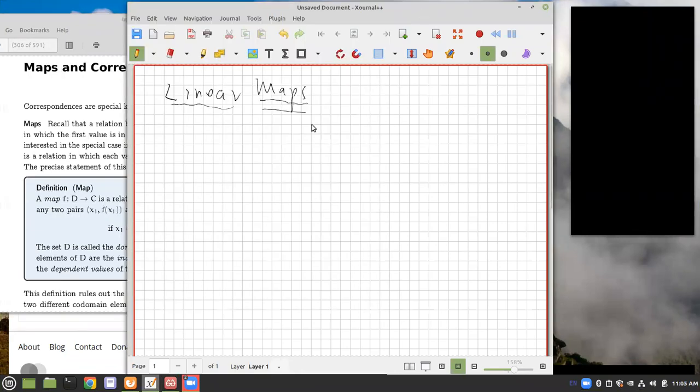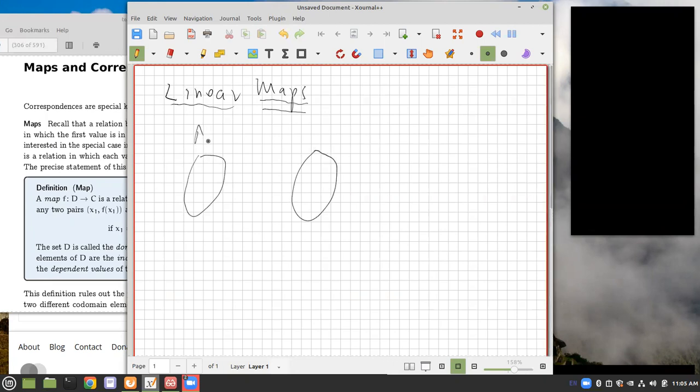This is a topic that, if you've taken an introduction to computation, we've gone over. This is basically a similar version to that. Now, a linear map is the part that's particular to vector spaces. But initially, a map is a pairing between two sets.